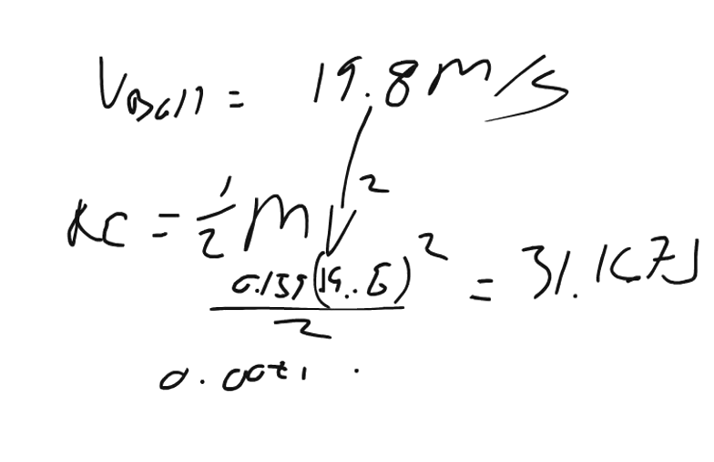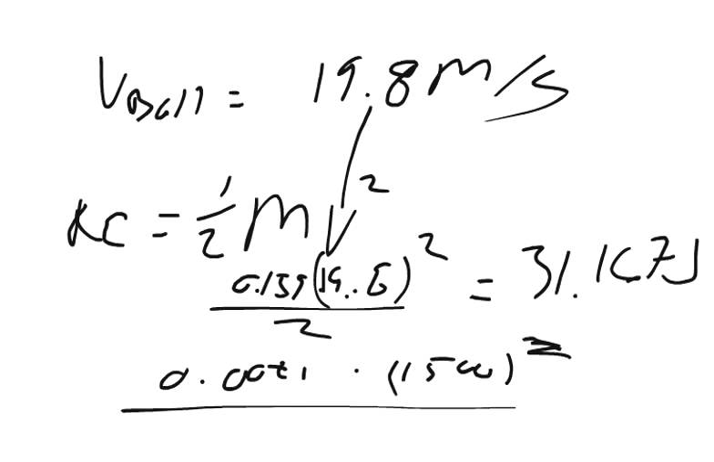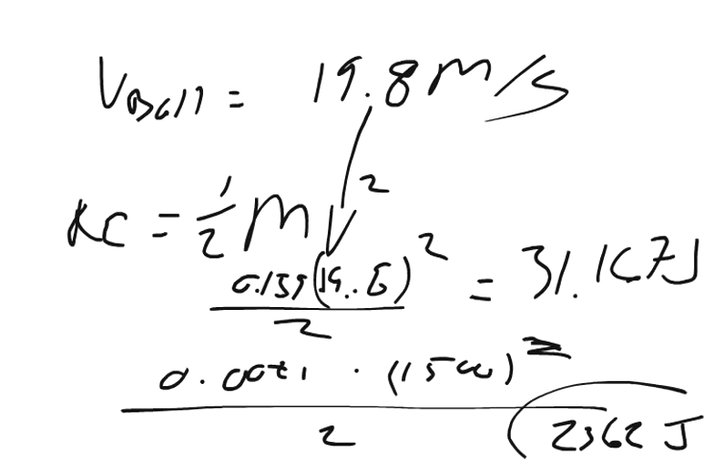0.0021 times 1.5 times 10 to the third, basically 1500, squared over 2, and this equals 60 joules. And so the bullet definitely has more kinetic energy.